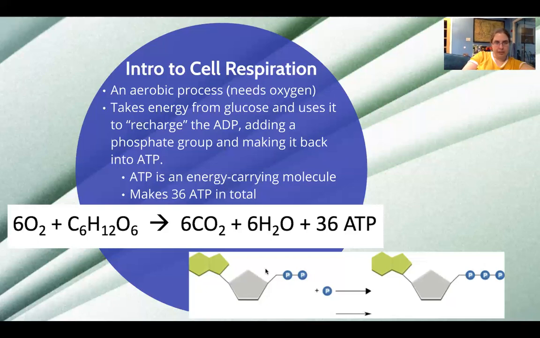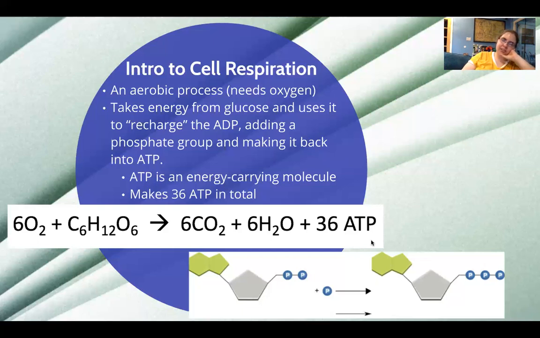So here is the reaction, the chemical equation for cell respiration. So we have 6 oxygen gas. Remember, we said that this process is aerobic, so it needs oxygen. We have 6 oxygen gas molecules plus 1 glucose will give us 6 carbon dioxide molecules plus 6 water molecules plus 36 ATP.